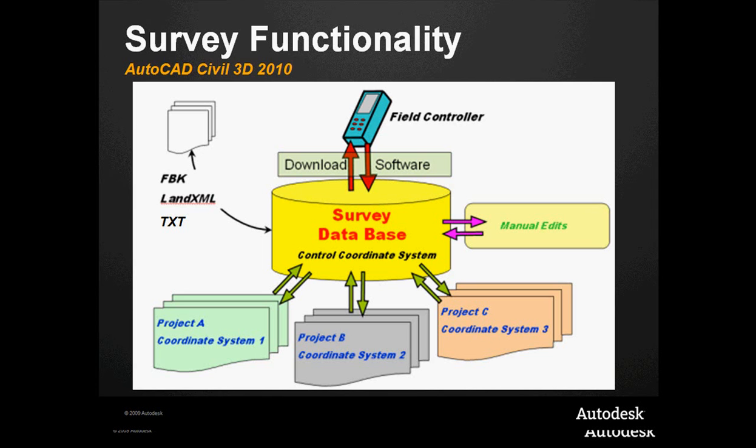All right, so I don't need to convert to an intermediate file. It'll take my job file directly out of the collector, migrate it directly into the database, and I'm ready to go. Other hardware vendors have similar applications. If I have an older instrument or something that does not have a hardware provider that will integrate directly within Civil 3D, then we can start working with different file formats to translate the data into the survey database.